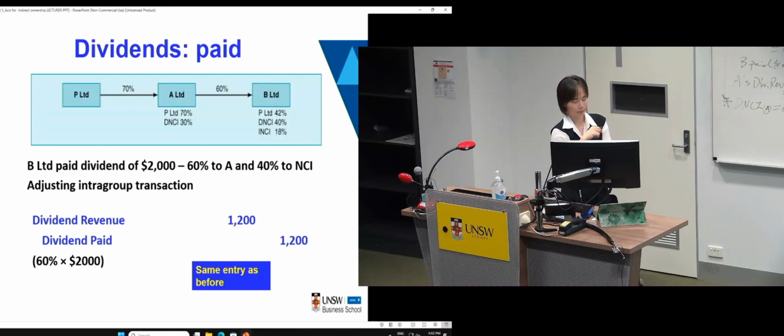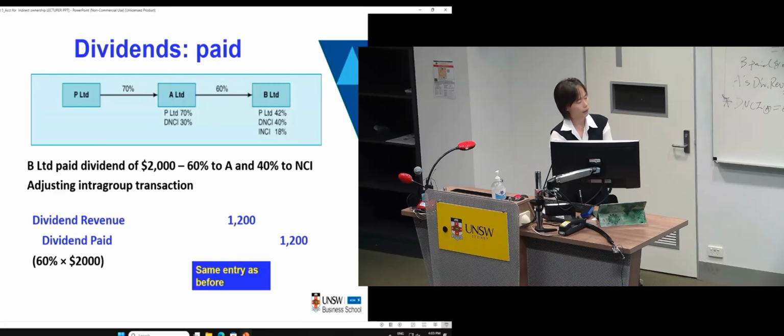Okay, no worries. Now let's look at the example here. Dividend paid by grandchild company, B Limited. Now B paid 2,000 dividend, right? 60% of that is recognized and received by A as a dividend revenue. And that is the intragroup dividend revenue again, right? So 60% multiplied by 2,000. So there is an intragroup dividend revenue in the record of A Limited that is 1,200. For consolidation purposes, this intragroup dividend income must be eliminated in the worksheet. So that's why you debit dividend revenue 1,200, credit dividend paid.